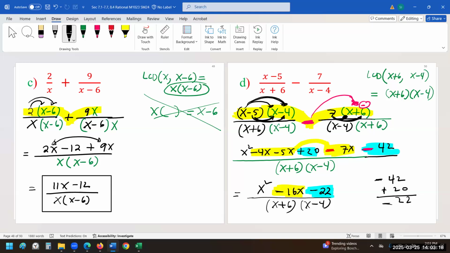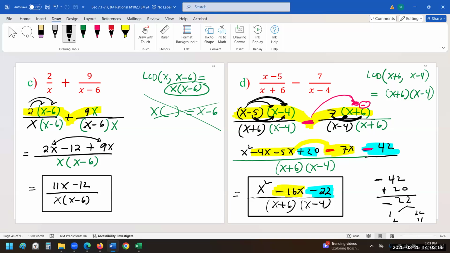Can you factor the numerator? Yeah. So 22 has either 1 and 22 or 2 and 11. Does any of the combinations give us 16? So is the numerator factorable? That means we are done. Any questions? Was any step unclear, confusing, anything?